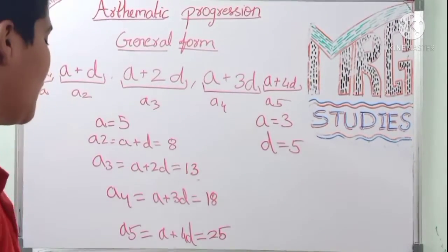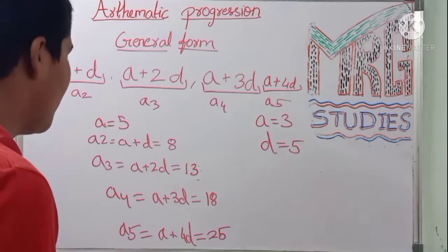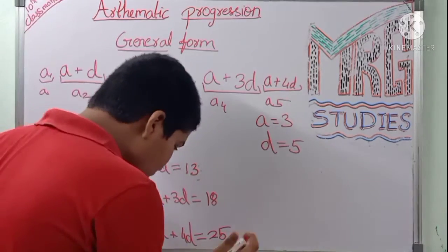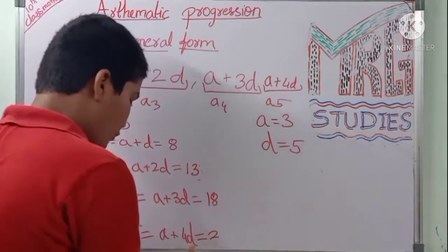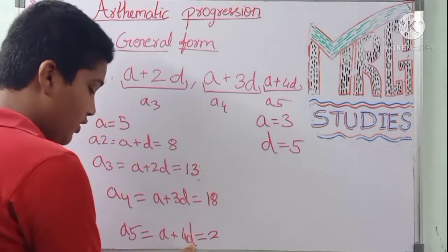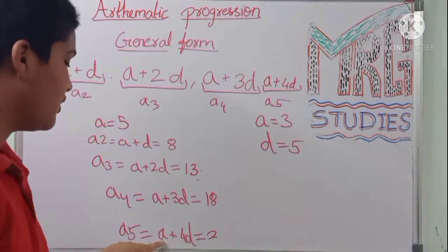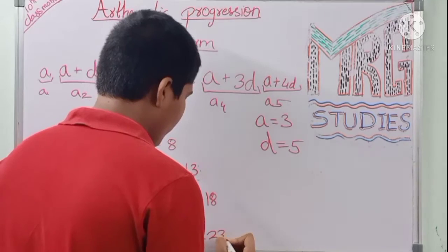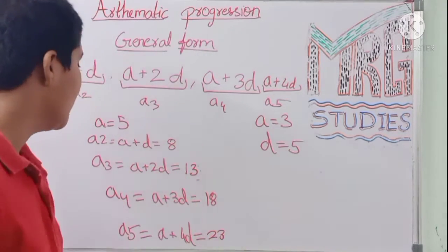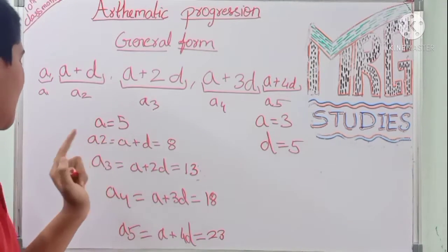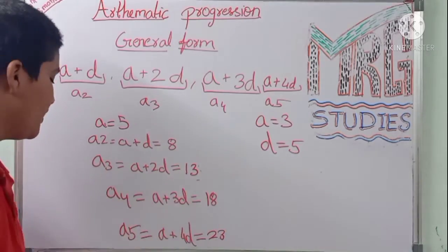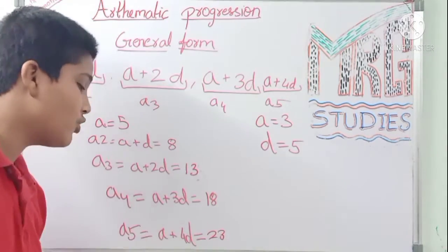So this is the answer. I think you have understood. Sorry friends, 4 fives are 20, so d is 5, so 20 plus 3 is 23. So here we got the values. A1 is 3, A2 is 8, A3 is 13, A4 is 18, and A5 is 23.